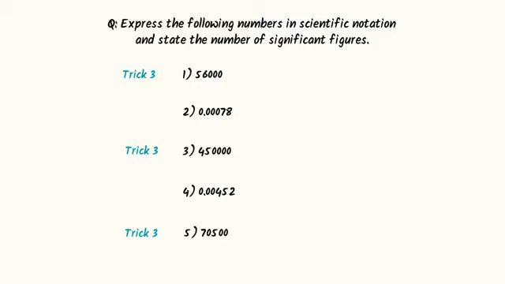Now in case of the first number, 56000, this is a non-decimal number ending with 0. We already learned that we can write this number in different ways. So I convert it to scientific notation first. I move the decimal point to just after the first digit. That gives us 5.6 times 10 raised to the power 4. Now this number has a decimal point, so we apply trick number 2. First non-zero digit is 5. Count till the end. 5, 6. That is 2 significant figures.